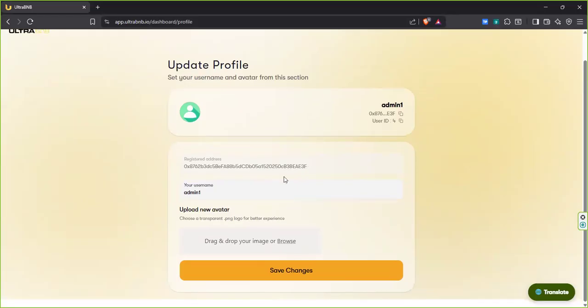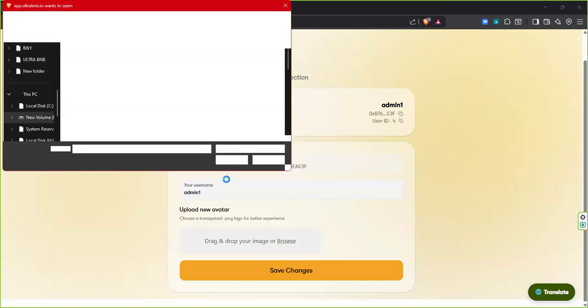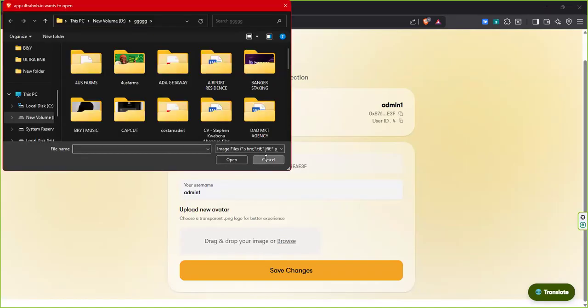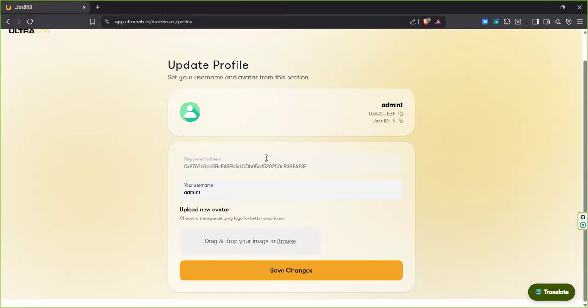All you need to do is come over here and type in the username that you prefer. Once you are done and you wish to upload an avatar or an image, you just click on browse, which will take you to your photo gallery or wherever you save your pictures. You upload a picture of your choice, then you click on save changes.